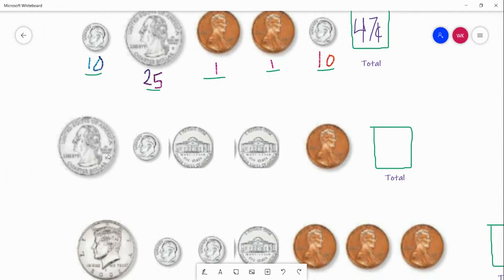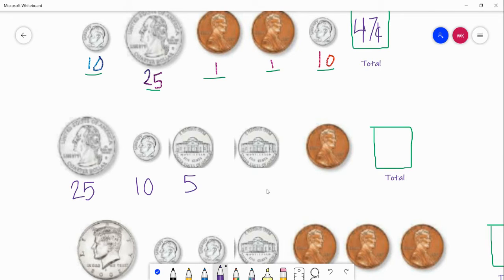All right, in my next picture, I have a quarter, which is worth 25 cents. Then I have a dime, which is worth 10 cents. A nickel, which is worth 5 cents. Another nickel, which is worth 5 cents. And then a penny. So we are going to add all of these together. I forgot to put plus signs on the last one. We're adding up all of the coins that we have to figure out how many cents we have.